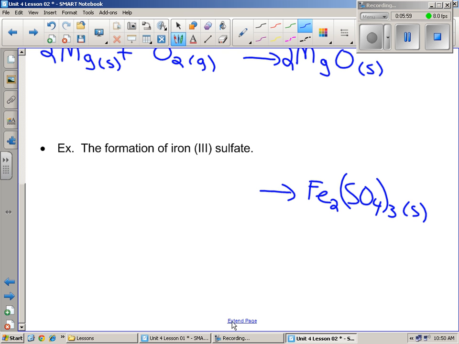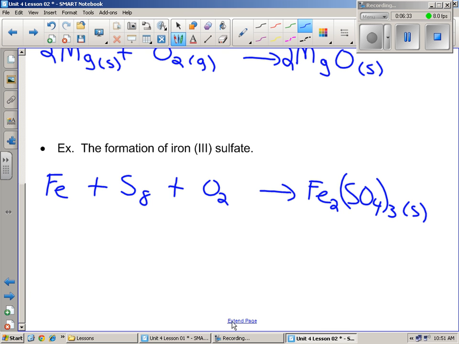But to make that, you need each element by itself, okay? So you need some iron. You will need some sulfur. And you will need some oxygen, okay? You have to put each element by itself. It's simple formation. Simple decomposition will be next. Each element by itself. Because, listen to me closely.